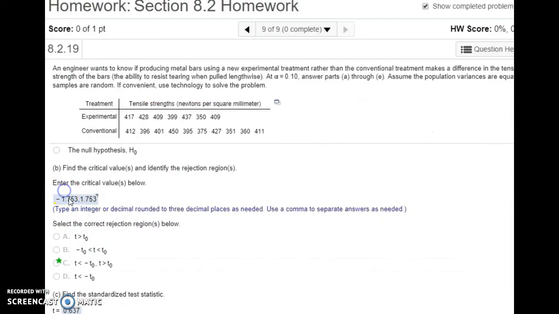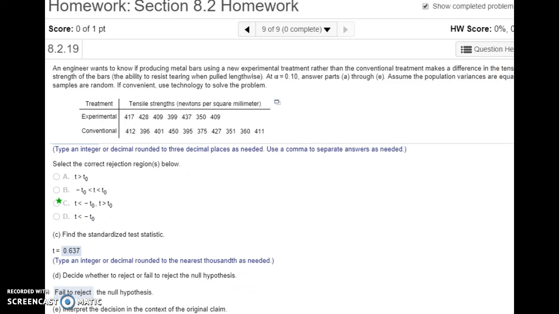So if we get a test statistic back that's outside of this range, that means it's really far into the tails, we will reject our null hypothesis. And that's what this is saying right here. If our test statistic is less than that negative value, or if it's greater than that positive, we're going to reject the null hypothesis. That's our rejection region. So how do we find the test statistic?